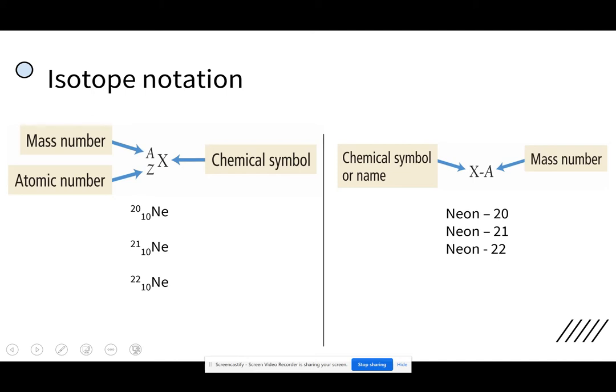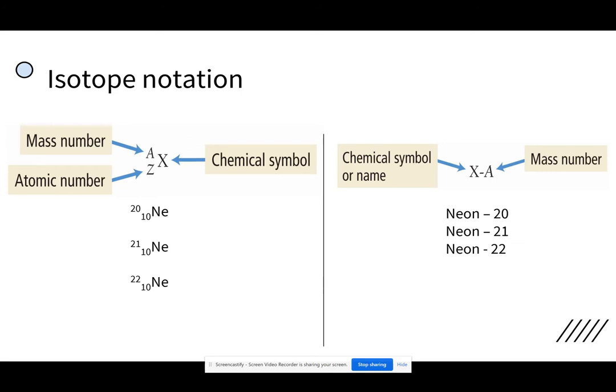So there are two different ways to write an element symbol. It's called isotope notation, but again, remember that really any atom is an isotope. So the first way, the way that I use most often, is the way on the left here where we have the chemical symbol, and then the mass number is written to the left of the chemical symbol on top. The atomic number is written to the left of the chemical symbol on the bottom. And you can see some examples there with neon, the 3 isotopes of neon.